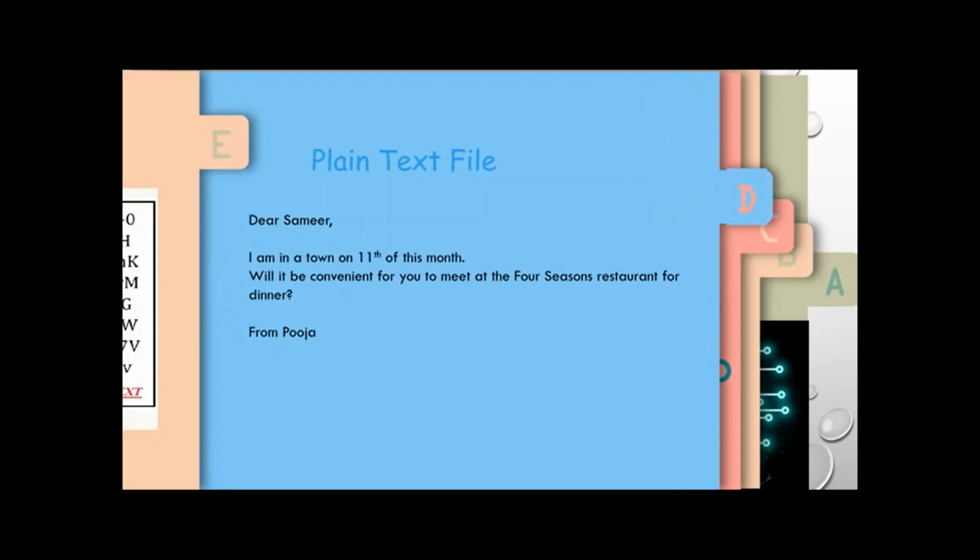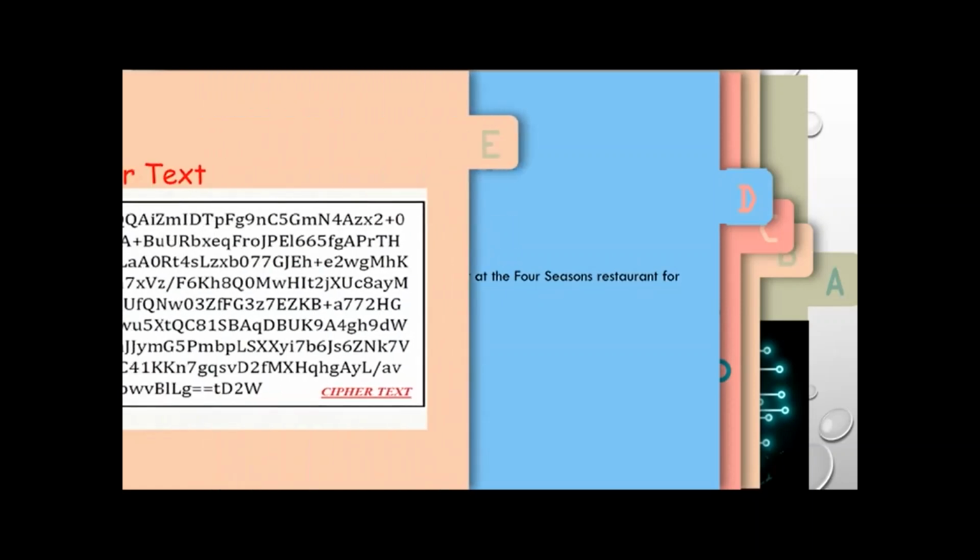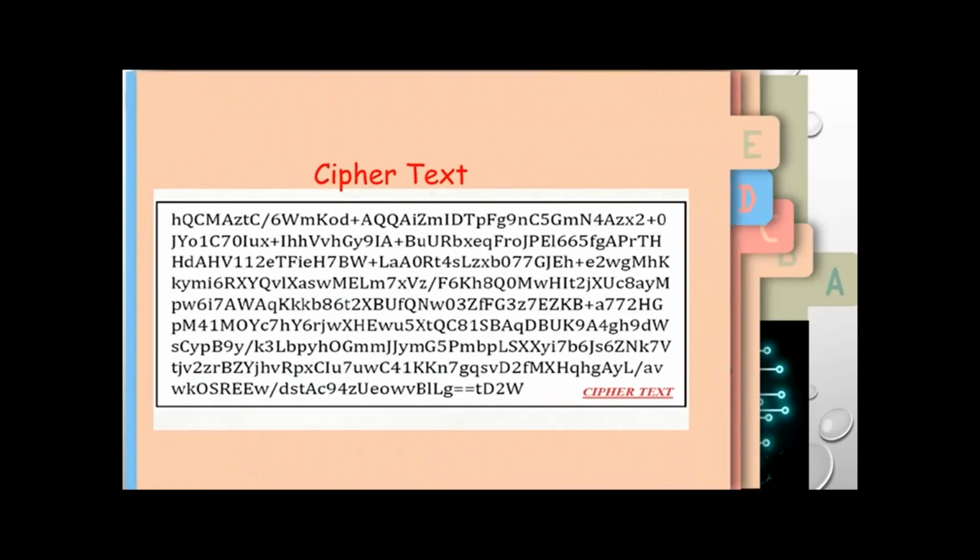Let's take an example. This is a plain text file in which I want to send a message. Let's suppose this message is very confidential and I don't want anyone other than the person who is meant to see this message to read it. So I'll encrypt this message. After encryption, it will look something like this. It becomes totally unreadable to human eyes. You cannot process what information this is without the decryption key.